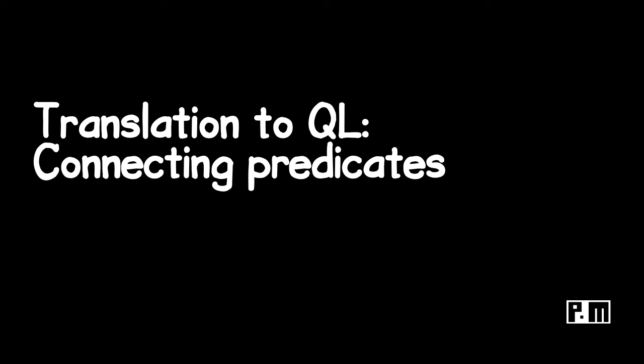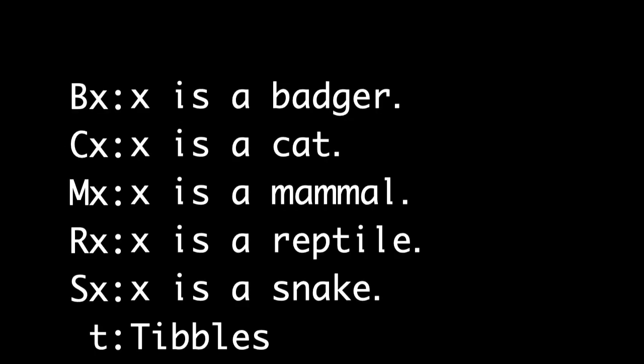In this video, we will start translating some more complicated sentences from SL into QL. Here's a symbolization key. Let Bx be "x is a badger." Cx means x is a cat. Mx means x is a mammal. Rx means x is a reptile. Sx means x is a snake.